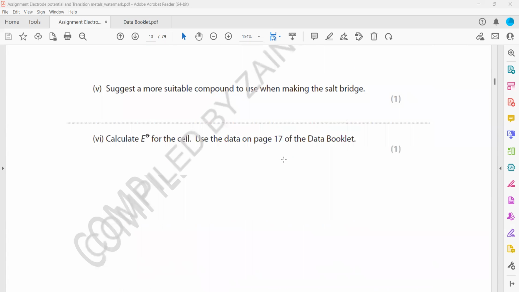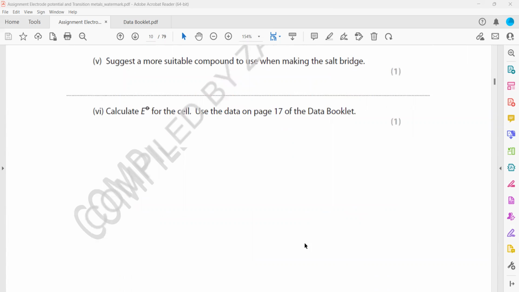Suggest some more suitable compound to use when making a salt bridge. So always remember, whenever you want a substance to be a salt bridge, it should always be a group one nitrate, usually potassium or sodium nitrate. So we'll use potassium nitrate or sodium nitrate.